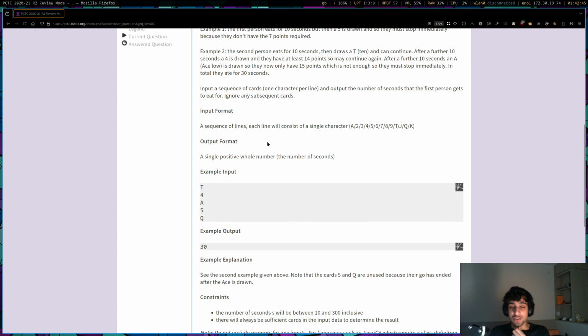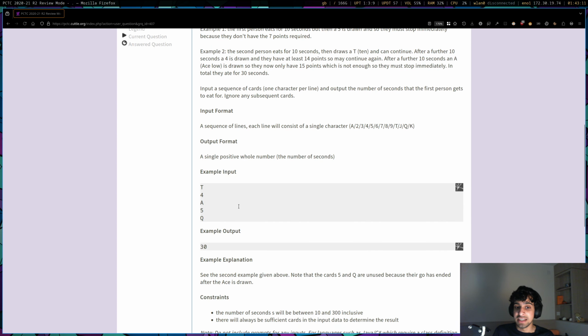Now, one thing to note about this question is it says ignore any subsequent cards in our input. That means we firstly don't know how many cards we're going to be inputting. We might be inputting 1, we might be inputting 13, we have no clue. But also, we don't really care about all of the cards. Even if we're inputting 13 cards, we might only care about the first 3, because maybe our player doesn't meet the required score after card 3 is drawn.